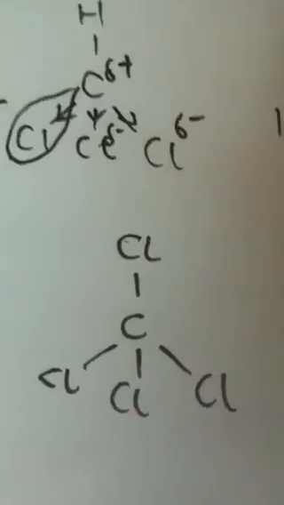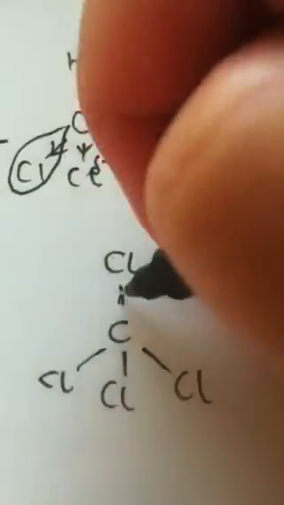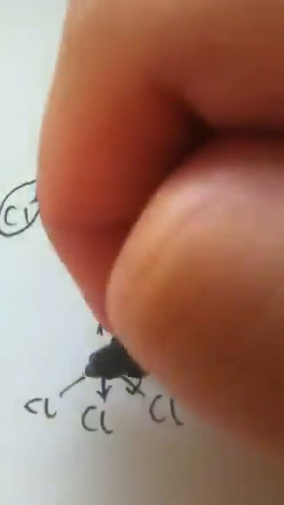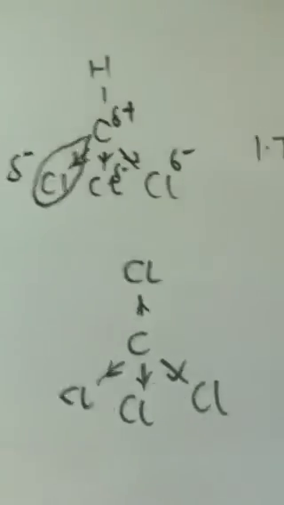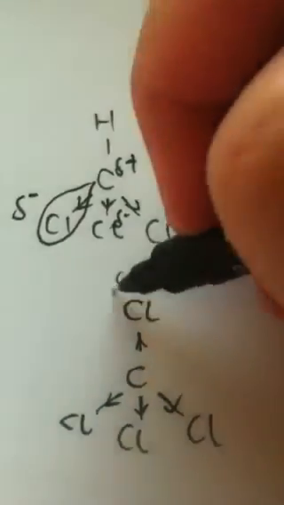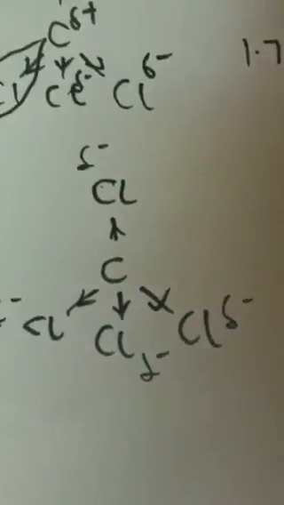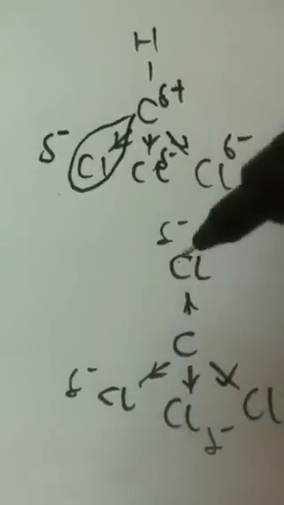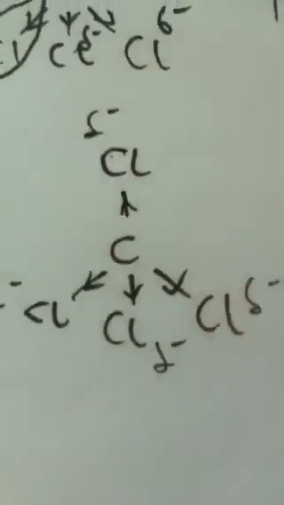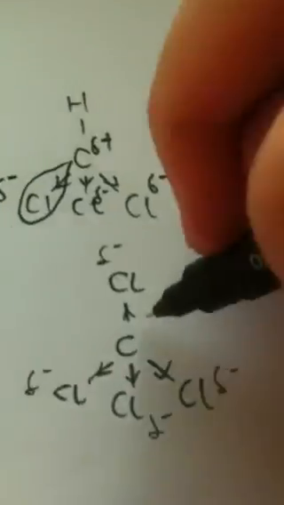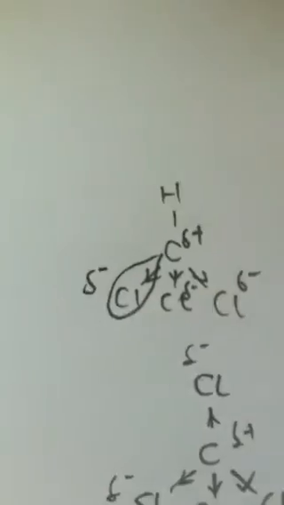Now, this is tetrachloromethane. Even though all the bonds are polar, it is a nonpolar molecule overall because everywhere is delta negative, delta negative, delta negative. This symmetry causes all the charges to cancel out, so the whole thing is nonpolar overall.